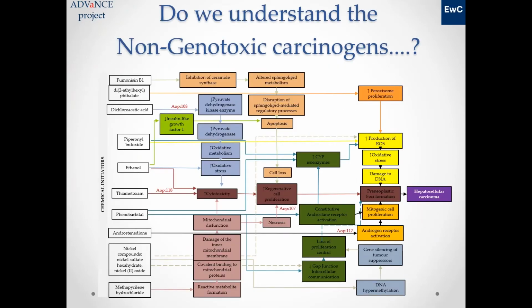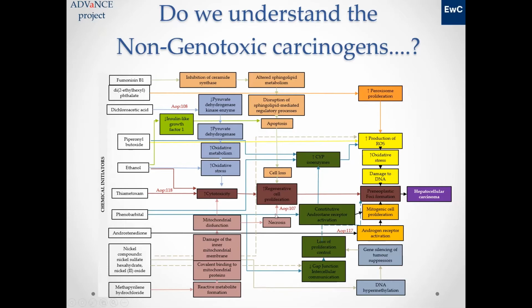So, do we understand the non-genotoxic carcinogens? This is just a schematic representation of some literature-extracted data. On this side are the chemical initiators which are known to act through non-genotoxic mechanisms, and this is how they're described in the literature.